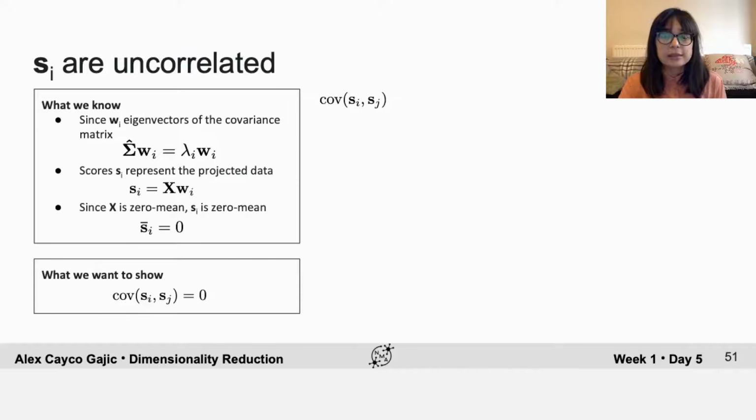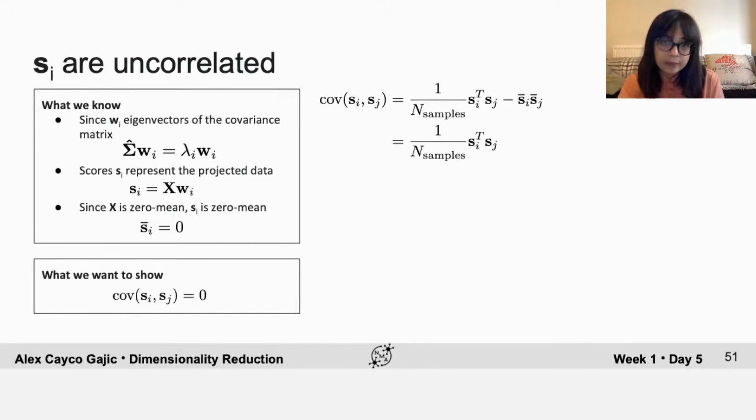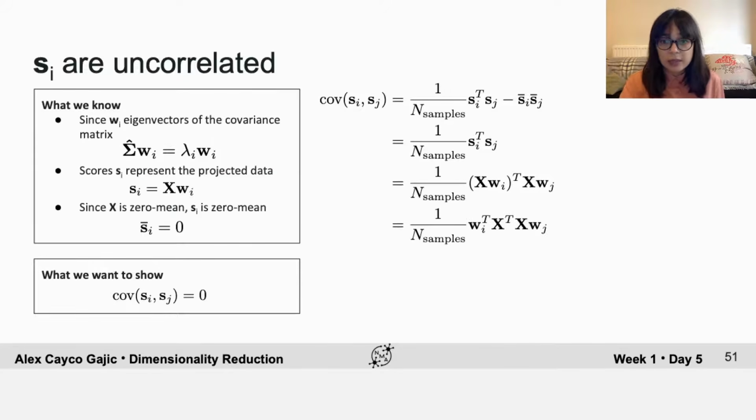So we can write down the sample covariance of scores in this form. The second term disappears because the Si are 0 mean. And we'll replace Si by x Wi to have this form of this equation. And just as in the previous derivation, replace (x Wi) transpose as Wi transpose x transpose. And now you can see you have this x transpose x in the middle, which should remind you of the covariance matrix. If you take the 1 over n samples factor out front as well, you can just replace this all by the covariance matrix sigma.